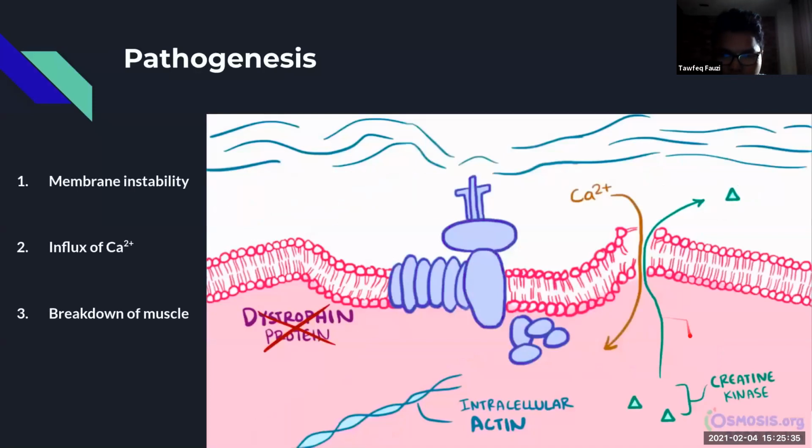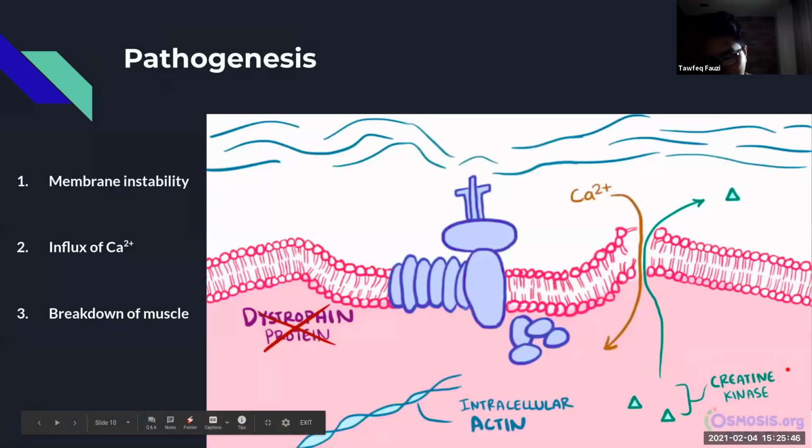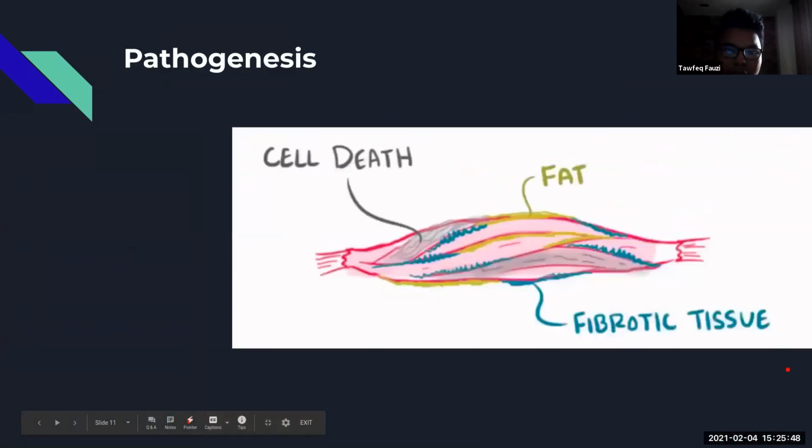Other than that, you also have efflux of creatine kinase, which is important as a diagnostic test. So you can measure serum creatine kinase. I'll explain later. After breakdown of muscle, eventually the lost muscle will be replaced by fat and connective tissue. So you will have specific manifestations related to this, which will also be shown later.